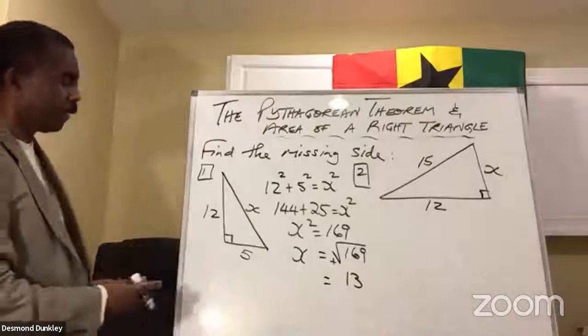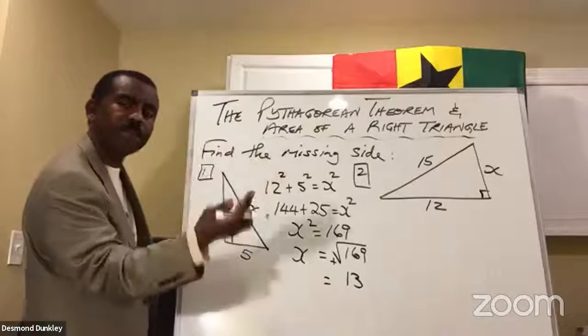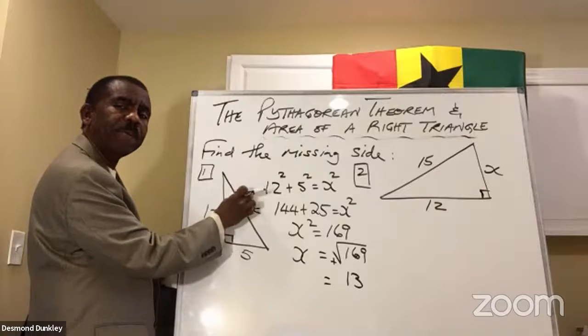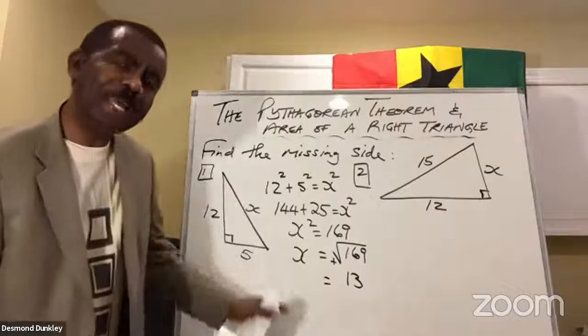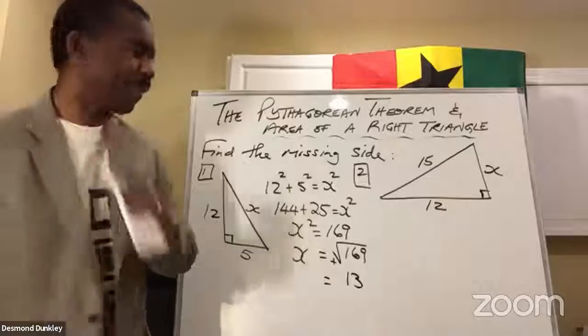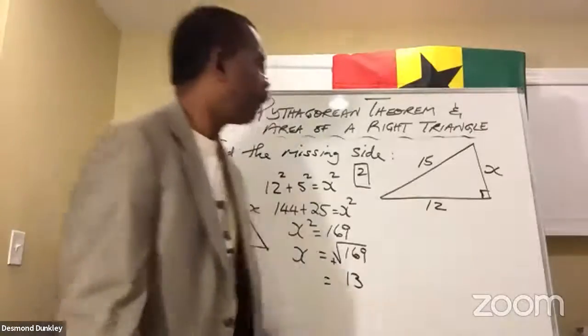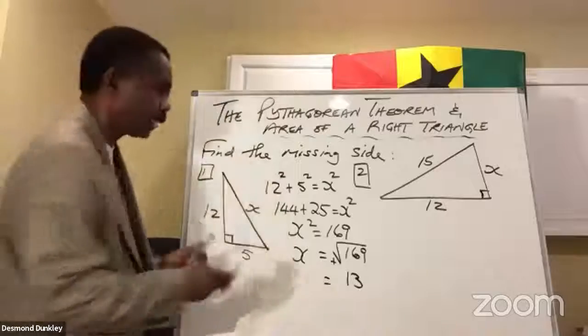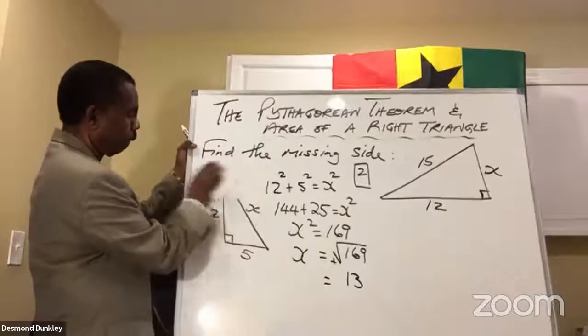So what have we discovered? That x is 13. This is 5, this is 12. This has to be 13 in order for it to be a right triangle. Okay? What about this one? Maybe I could erase this so we have the space to work with.